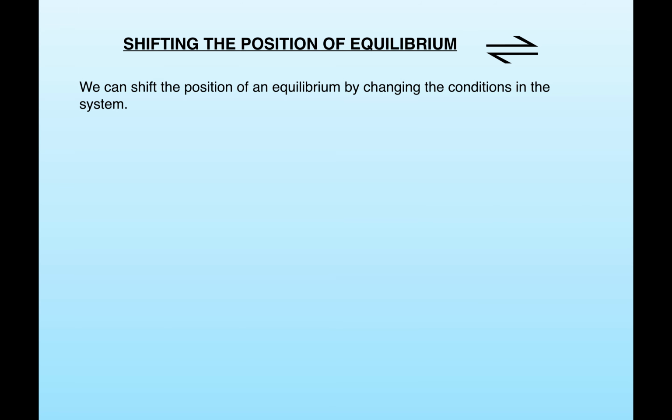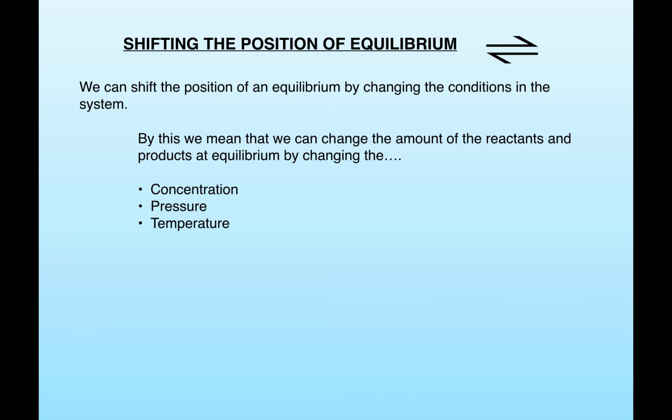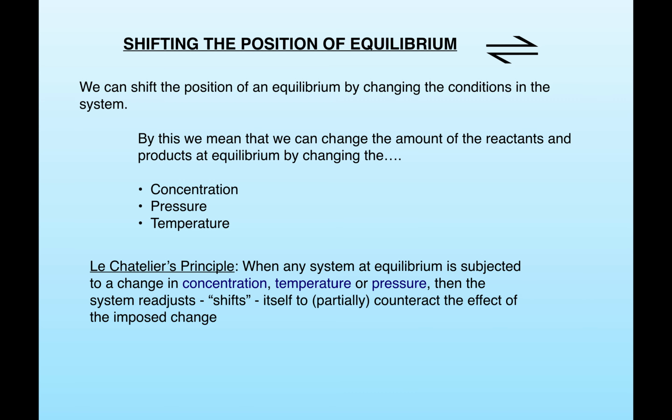Now, we can change the position of the equilibrium. We can make more reactants or we can make more products by changing the conditions of the system. Now, what does that mean? It means if we change, for example, the concentration of the reactants or the products, if we change the pressure in gaseous systems or the temperature, we can cause the equilibrium to, and here's the word, shift to the left or to the right to make more reactants or to make more products.